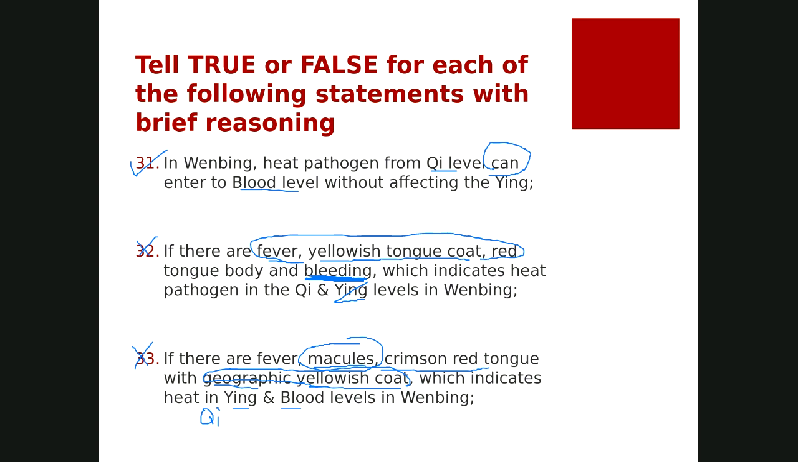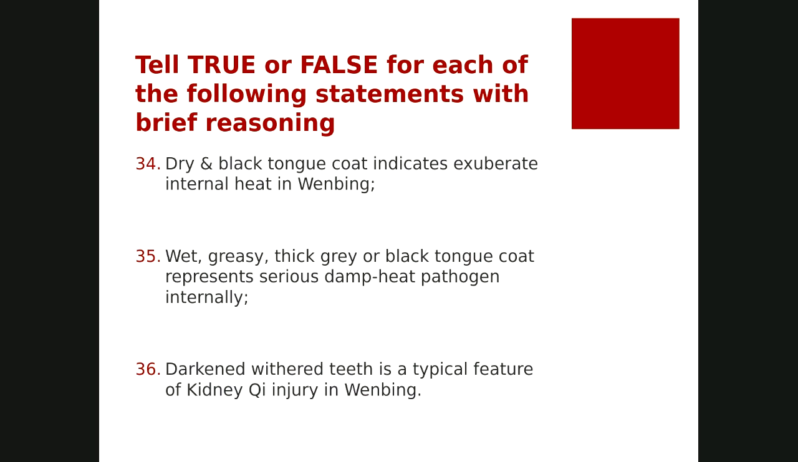Now, any more questions for these slides? So we just need to make sure we can read all the information, the big chunk of information, or lots of paragraphs and different research articles. And we also need to understand something subtle, little things, and to consolidate the concept for Wenbing as well. And number 34, dry and black tongue coat indicates exuberant internal heat in Wenbing.